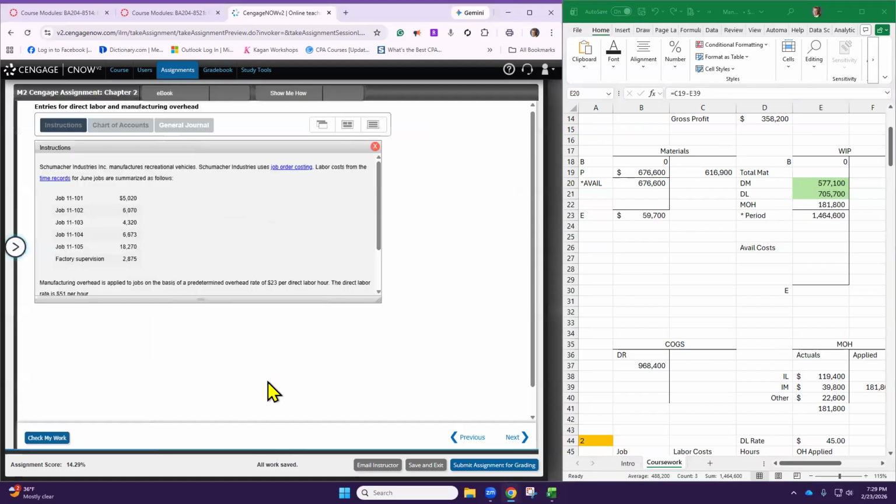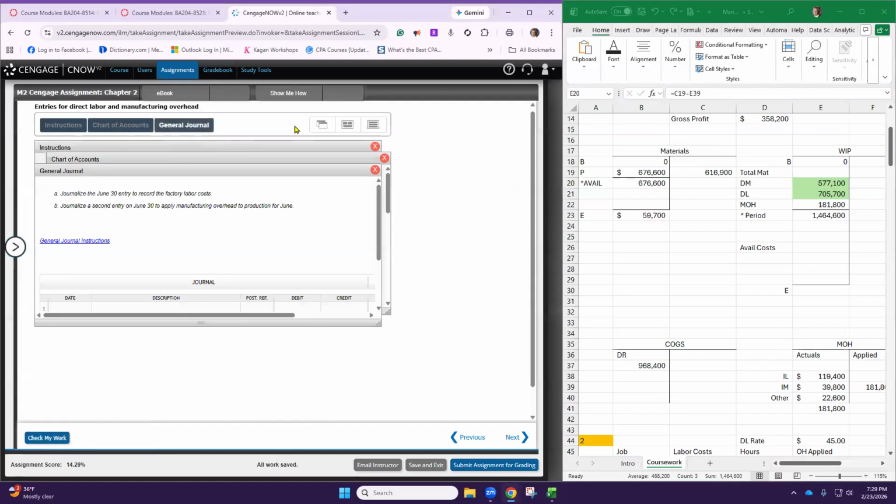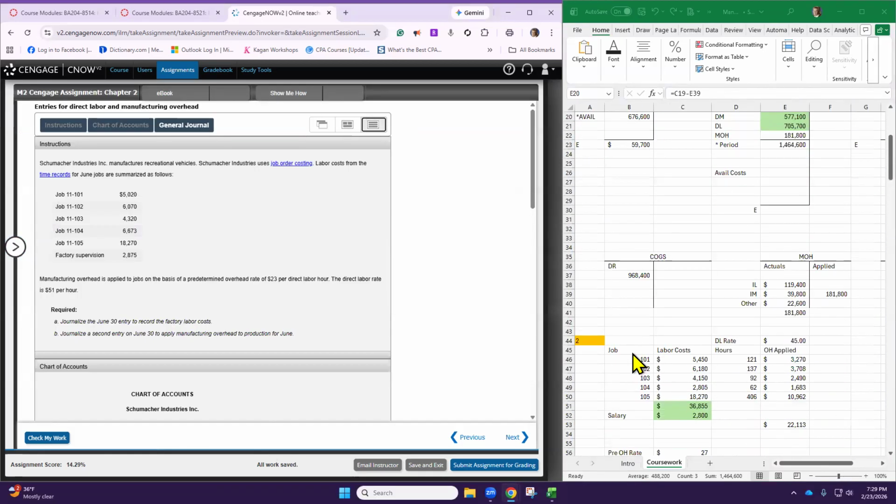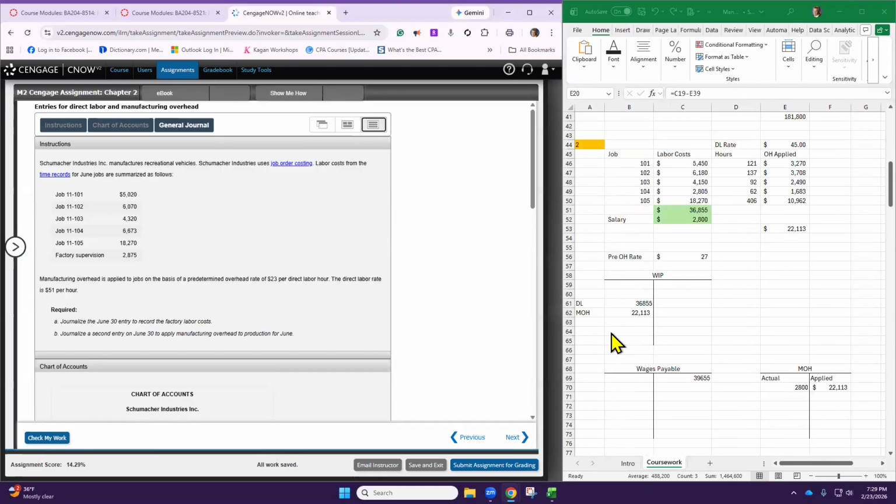So we're going to get a series of jobs with their numbers. Okay. So let's see what we have here. Number 2. This is going to deal with direct labor. So we manufacture RVs. We use job order costing. Labor costs for the time records for June are summarized as follows.